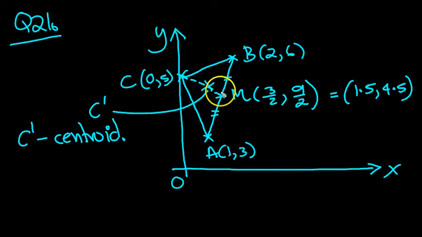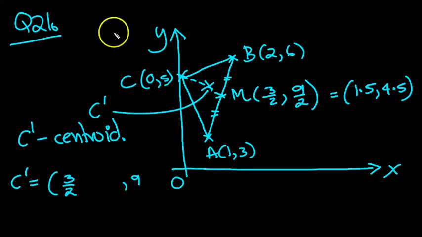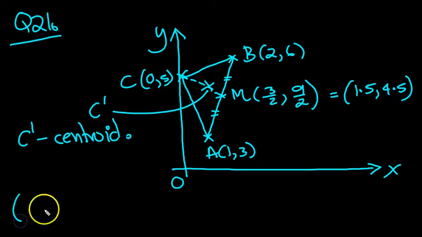Okay, it's a third of the way up this line from M to C. So C dashed has coordinates then. Let's just write down the coordinates. The coordinate M is 3 over 2, and the 9 over 2. I'm going to use a fresh bit of paper here. So the centroid then, the coordinate, let's just work it out here.